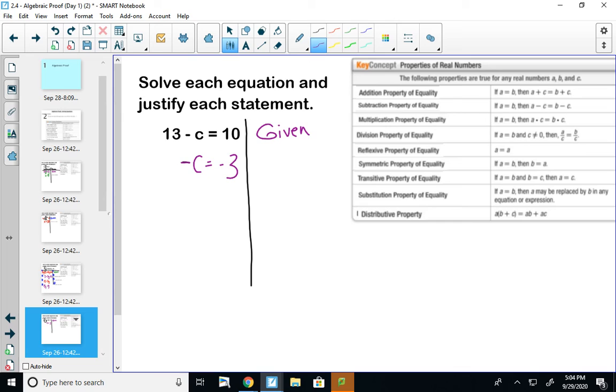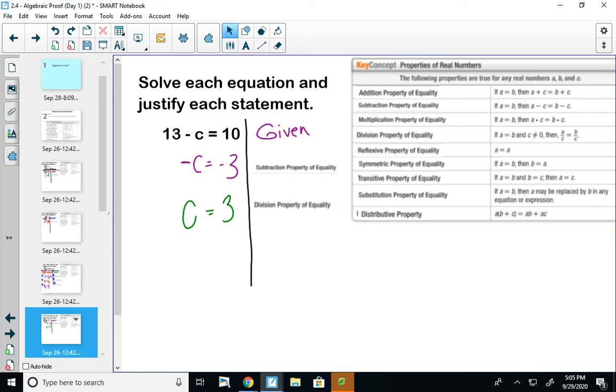The next thing I did was I subtracted 13 on each side. That is the subtraction property of equality. And then right now I've got a negative c. I want that to be a positive c. So I'm going to divide each side by negative 1. Negative 3 divided by negative 1 would be a positive 3. And I'm going to call it the division property of equality. You could also have multiplied each side by negative 1. If you did that, you would use the multiplication property of equality. You'll start to see as we do more proofs that there are typically multiple ways they can be done. Typically, there's one way that's more efficient than the other ways, but there are always multiple ways to get to the same place.